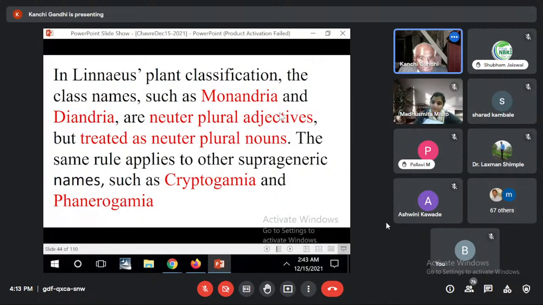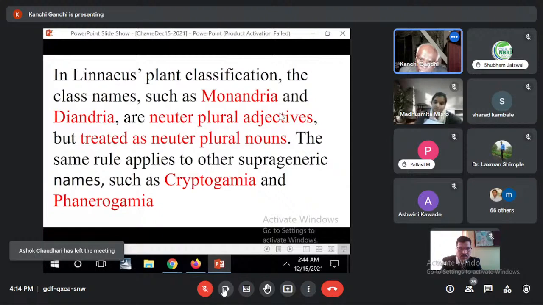So, Phanerogamia and Cryptogamia, again, they are neuter plural nouns. I explained this to many people just about 2 years ago. Many never knew that Monandria and Diandria were originally neuter plural adjectives, and for our purpose, they are treated as neuter plural nouns. Please bear it in mind. Every family name, I'm talking about plant family names, Asteraceae, Fabaceae, they are feminine adjectives, but treated as feminine nouns.